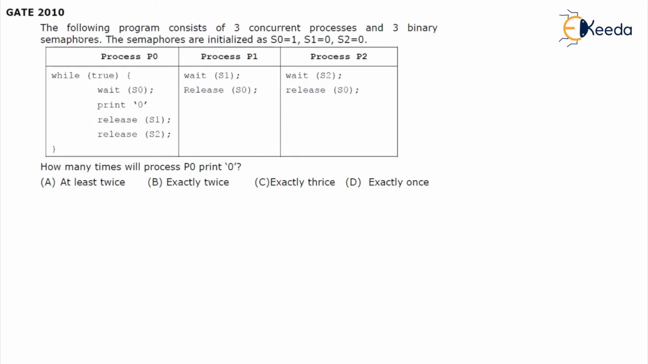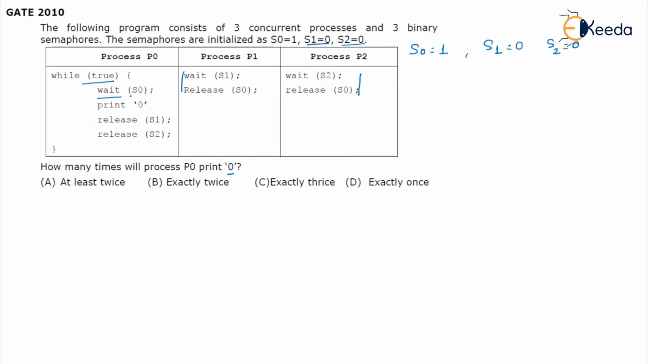3 binary semaphores. The semaphores are initialized to S0 = 1, S1 = 0 and S2 = 0. How many times will process P0 print 0? Okay, that is the question. And here let me write that S0 is equal to 1, S1 equal to 0 and S2 is equal to 0. Now, notice that this is a while true, no loop, single time execution.